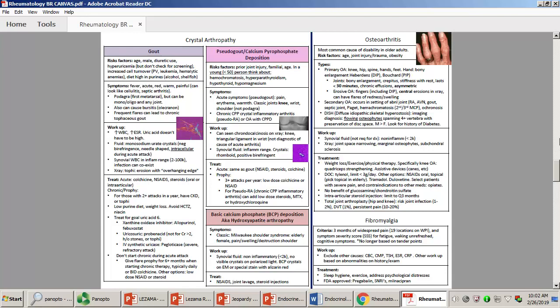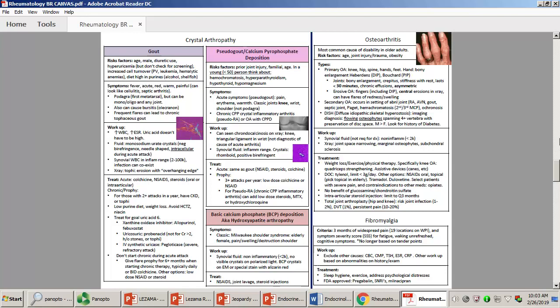So symptoms, again, same: very acute pain, erythema, warmth. The joints are going to be a little bit different here. These are going to be more of the larger joints, so like if you think of your knee, your wrist, your shoulder, not your classic podagra that you would see typically with gout, although gout can be anywhere as well. Chronic CPP crystal inflammatory arthritis is another thing that you can sometimes see. It can look like rheumatoid arthritis. It's known as pseudo-RA.